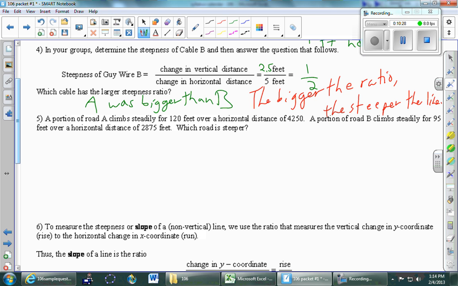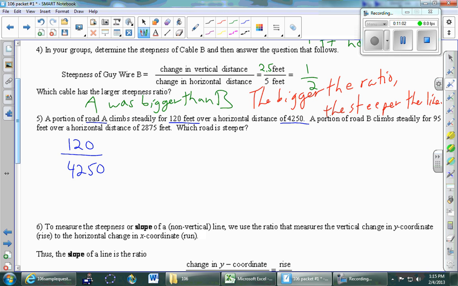Okay, so let's try this one. So we'll do road A. I'll do it in blue. So just look at the numbers for A. How much is the vertical for A? It's 120. How much is the horizontal for A? 4250. You just have to put them in the right spots. Which one always goes on top? Vertical. Vertical over horizontal. So vertical, it says it climbs for 120 feet. So that's the 120 divided by the horizontal.